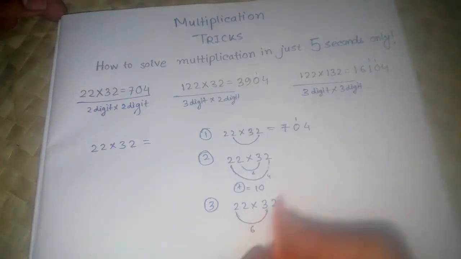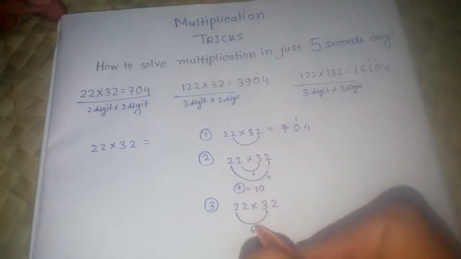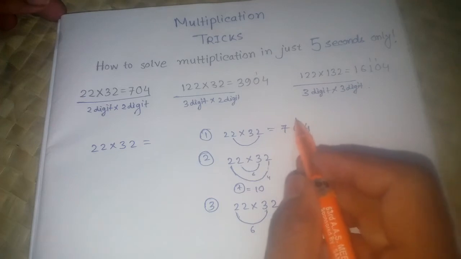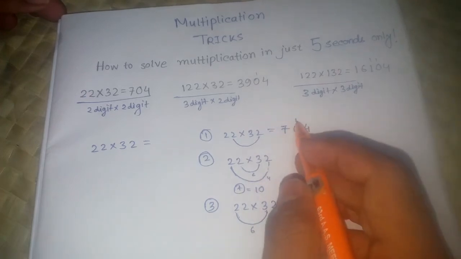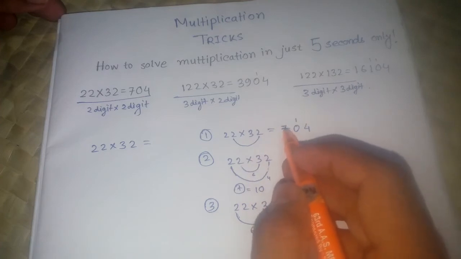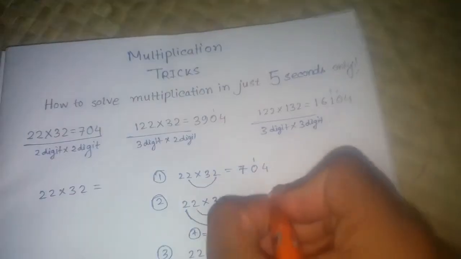It was coming 6, but as there was a carry, we will add this carry to this number, whatever the number may be, 1, 2 or 3, it will be added up with this 6. So here we got 1, so we have added up 6 with 1, and then we got 7, right?